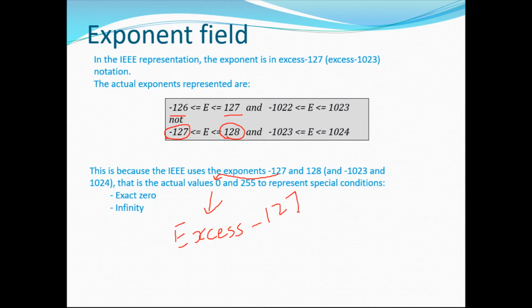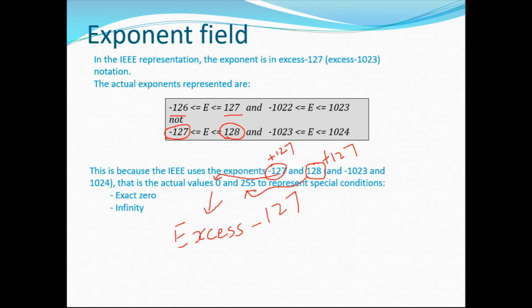So excess 127 notation means whatever the given number, to that you add 127. So to minus 127, if you add 127, it will become 0, right? Similarly, this 128 is also in excess 127 notation. So to this, if you add 127, you will get 255.